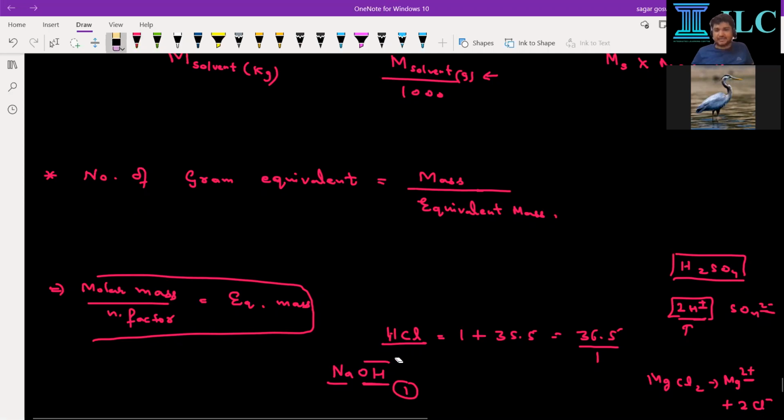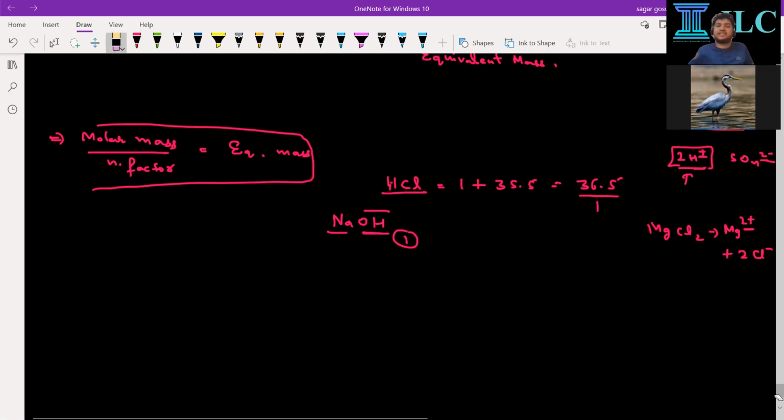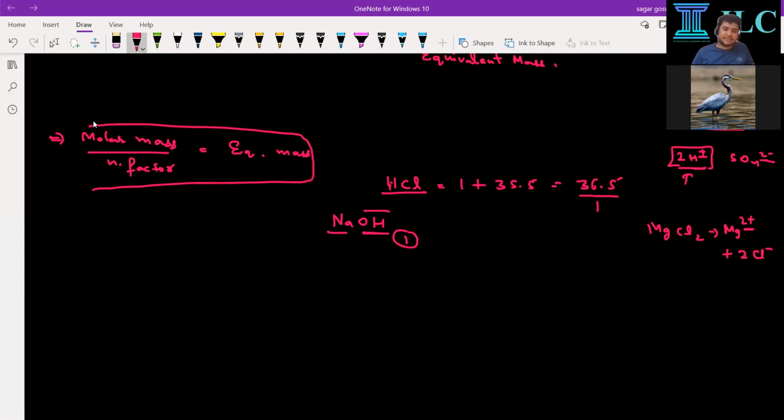Okay. I can completely understand because you are studying these things for the first time. But right now, just have a basic idea. The number of H plus ions, the number of OH minus ions, or the charge will be considered as the n factor. The n factor is considered as charge, and it can be H plus or OH minus. This is how you can find out equivalent mass: molar mass upon n factor.